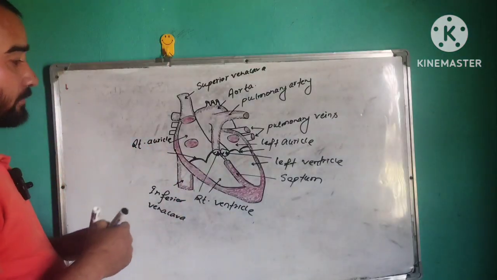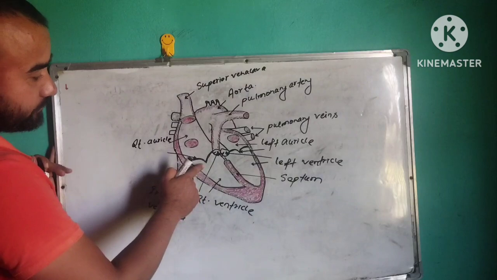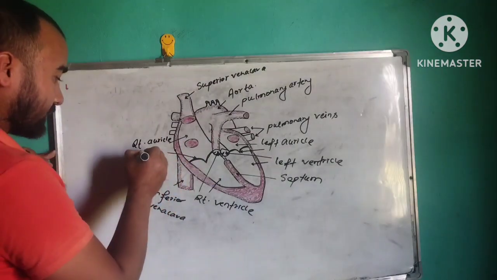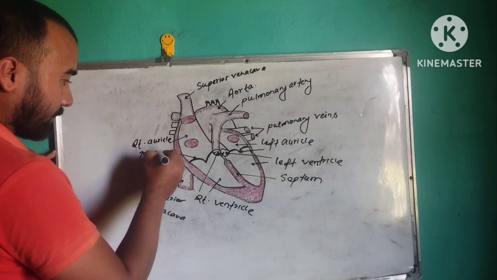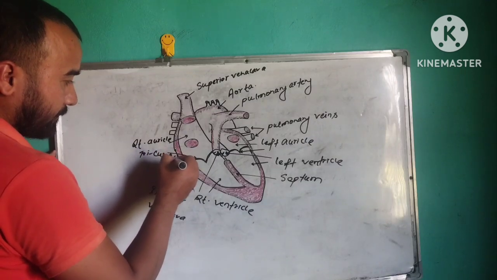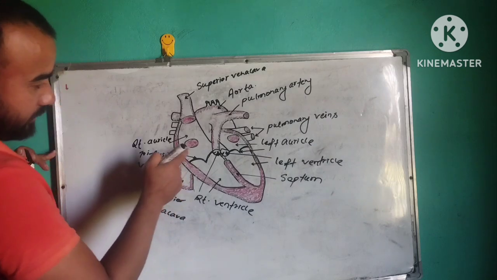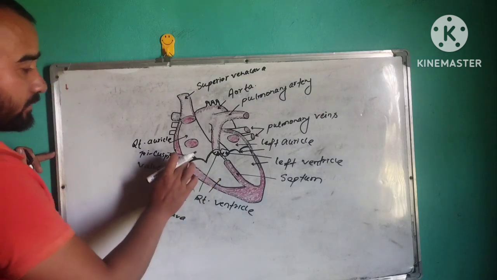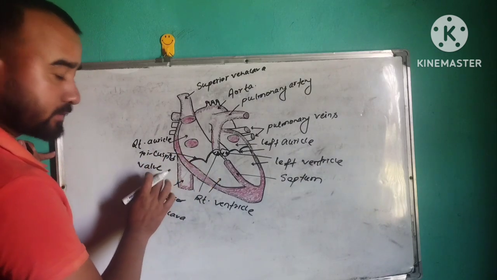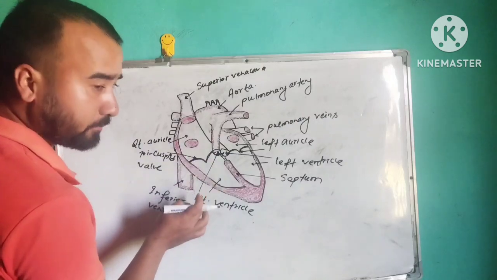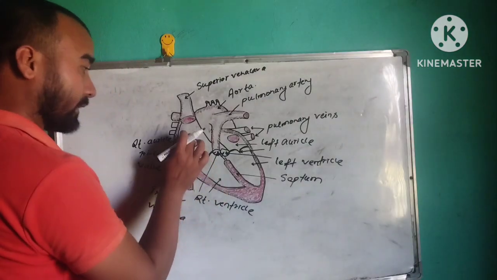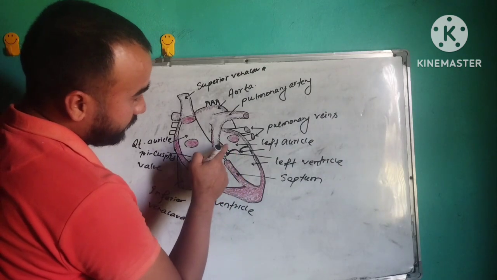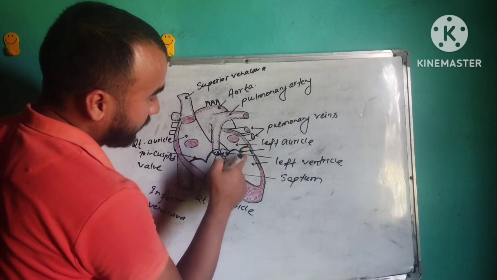Okay, I'm going to write the names of these valves. This structure which lies between the right auricle and right ventricle is known as the tricuspid valve. The major function of the tricuspid valve is to prevent backflow of blood from the right ventricle to the right auricle.